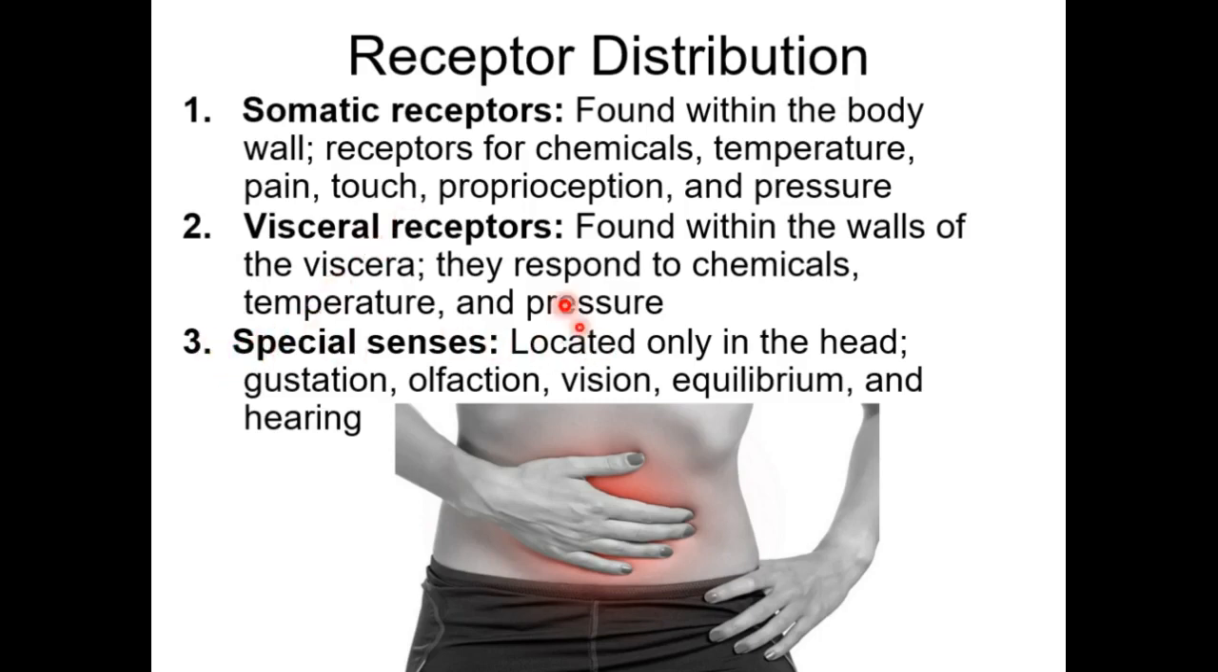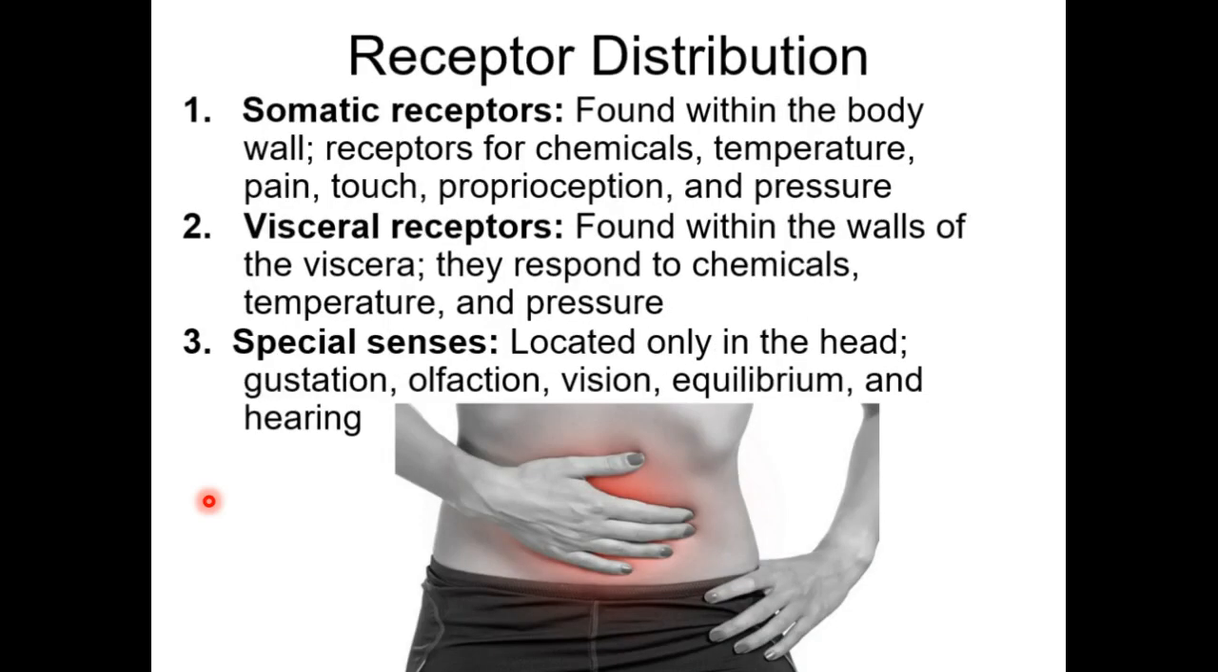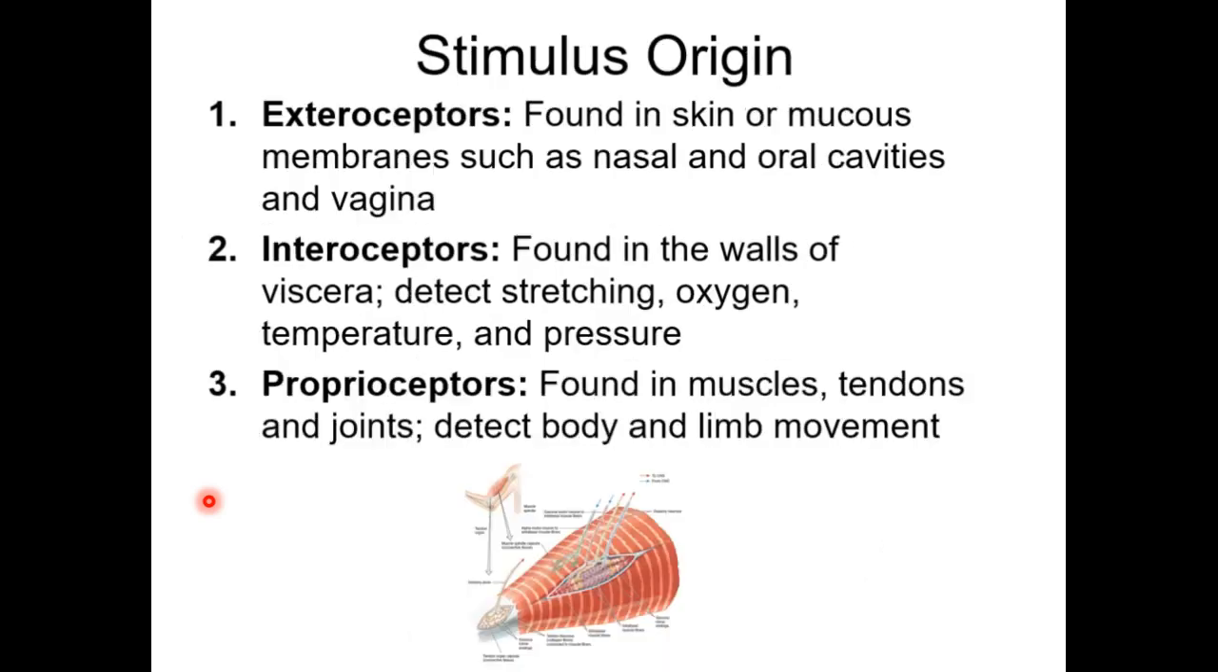And then special senses, we can put under this receptor distribution categorization method. I would just say based on cranial nerves. I don't know if I want to say they're located only in the head, but the ones that we're going to cover are located only in the head. Gustation, olfaction, vision, equilibrium, and hearing. Somatic receptors example would be all of the receptors in your skin, which we're about to talk about. So like deep touch, pain, vibration, light touch, all those things.